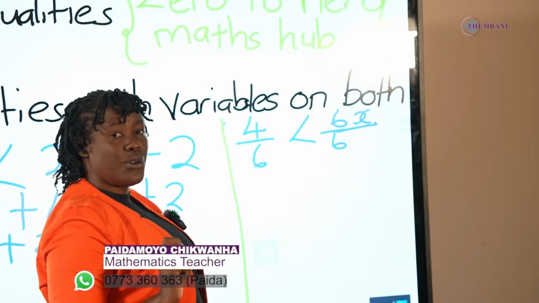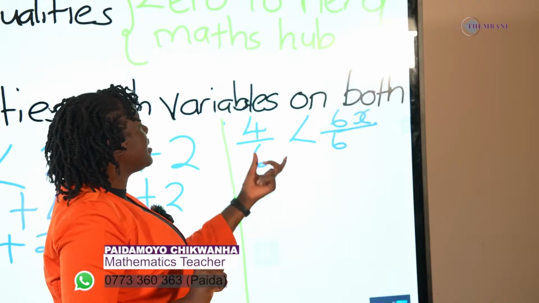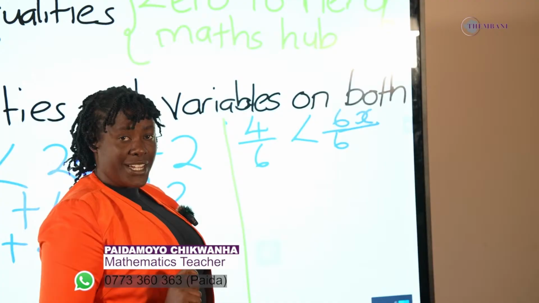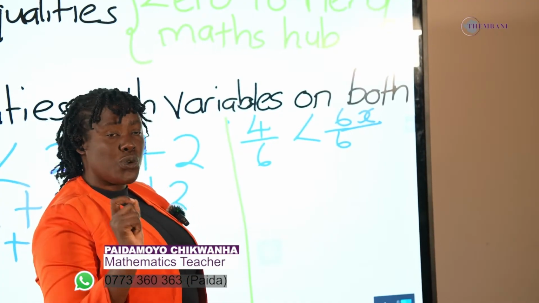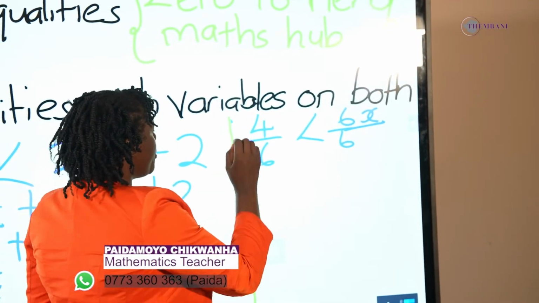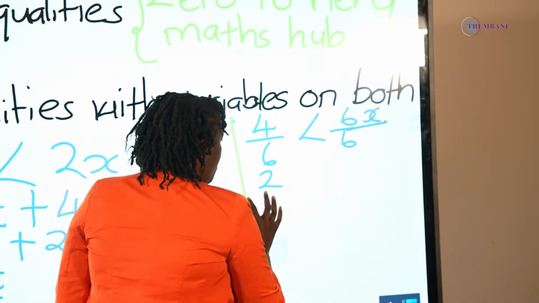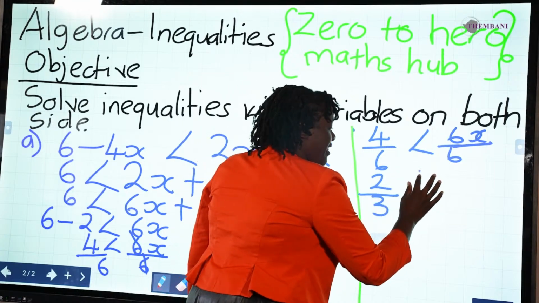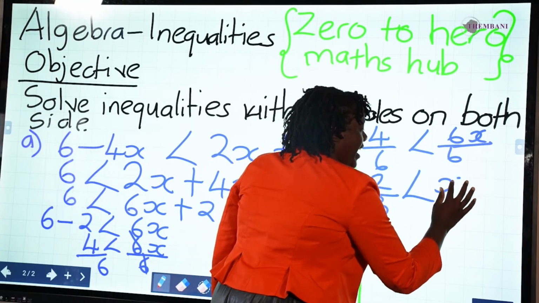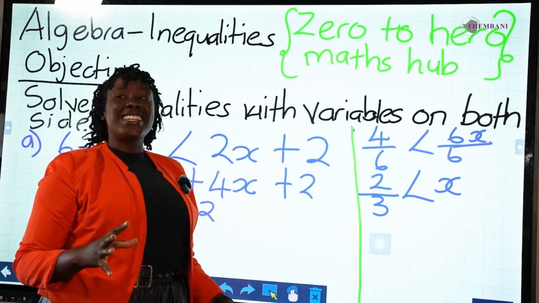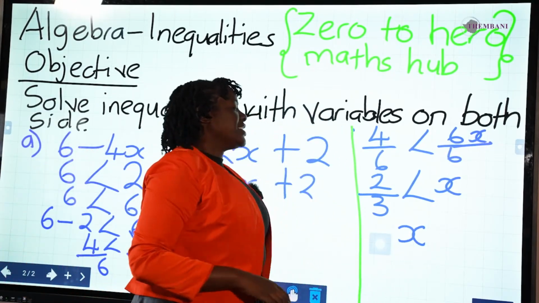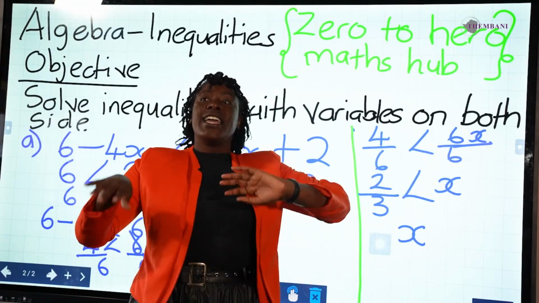How do we reduce to lowest terms? We are going to find a number which can divide into 4, at the same time divide also into 6 without leaving a remainder. That number is 2. So if we say 2 into 4, we are going to get 2 over 2 into 6, we are going to get 3. And then this is less than x. But for it to be neater, I'm going to start by writing x. Notice my inequality sign is facing what?